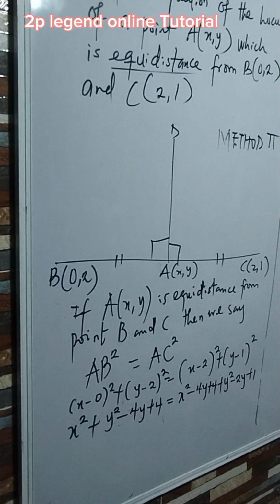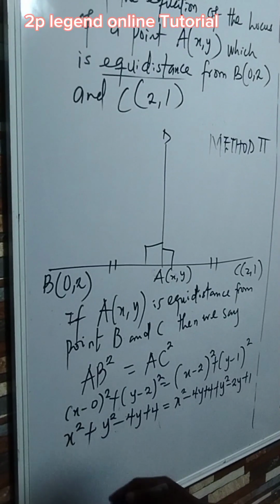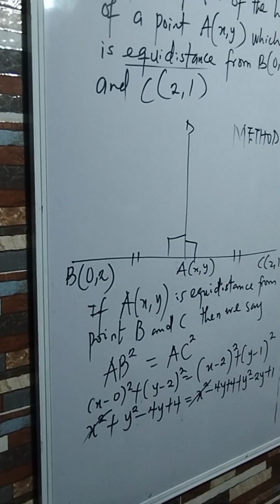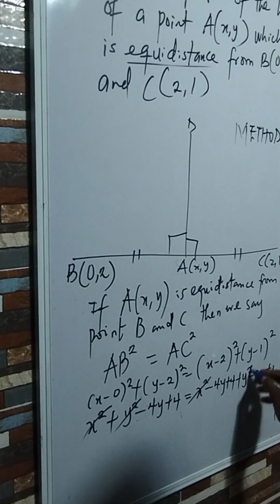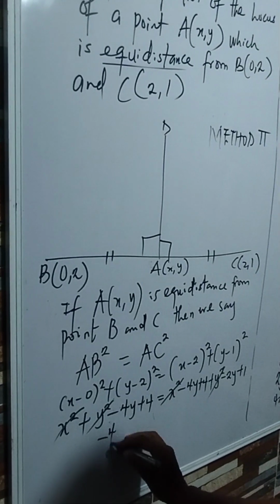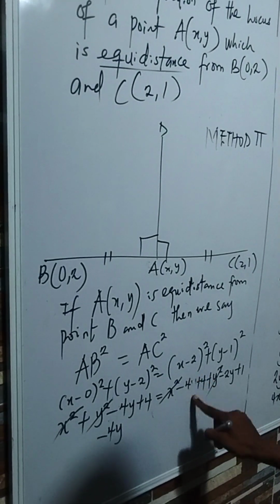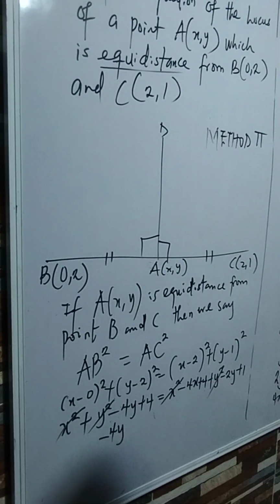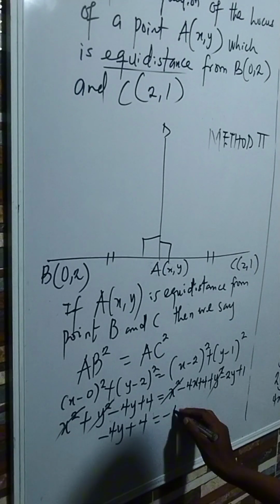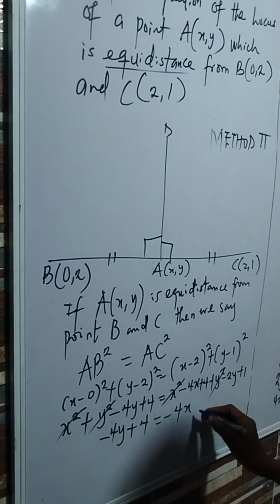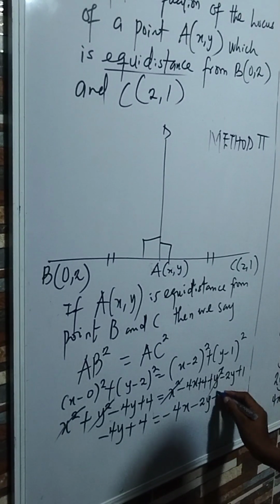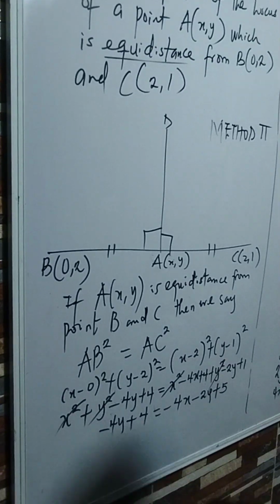With what I have here, my x square here can easily cancel out the x square here. The y square here can easily cancel out the y square. So we are left with minus 4y. Okay, this should be 4x here. This should be 4x minus 4y plus 4 equals minus 4x plus minus 2y plus 5.